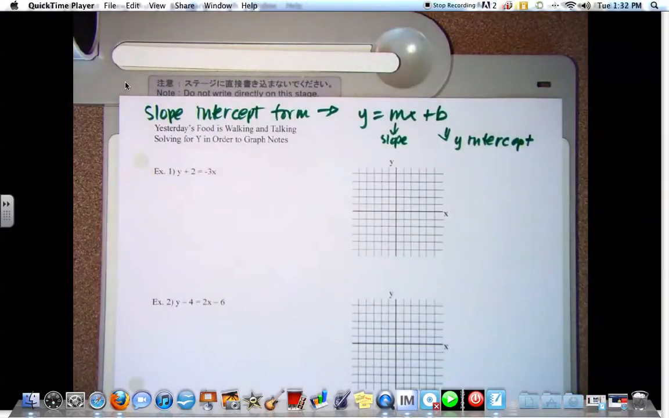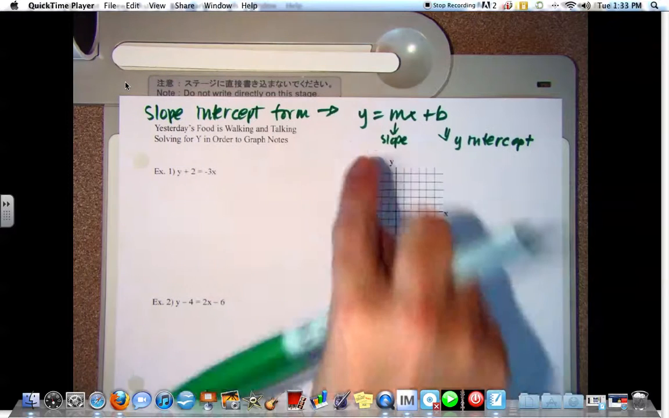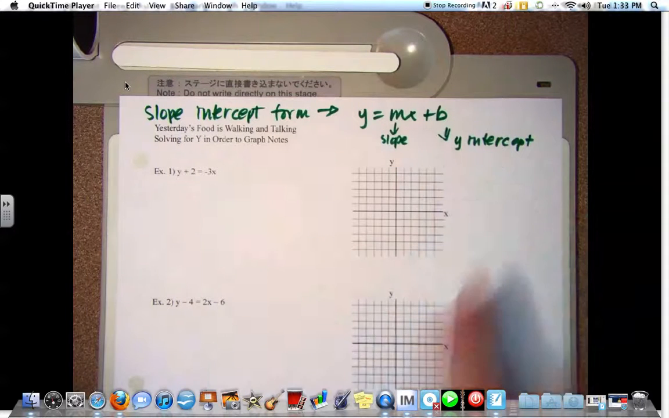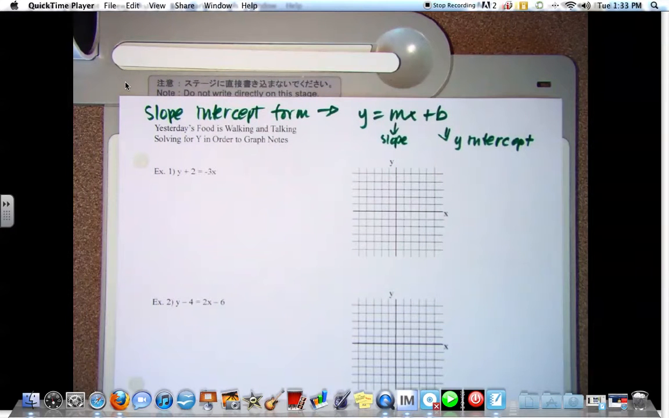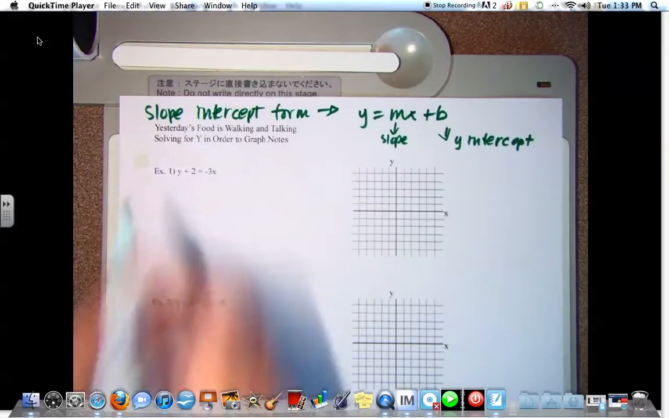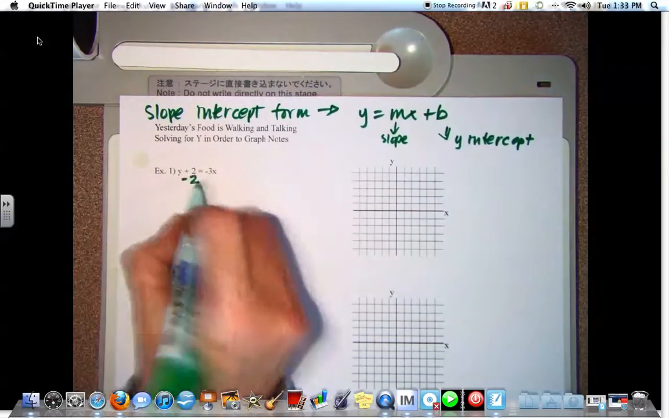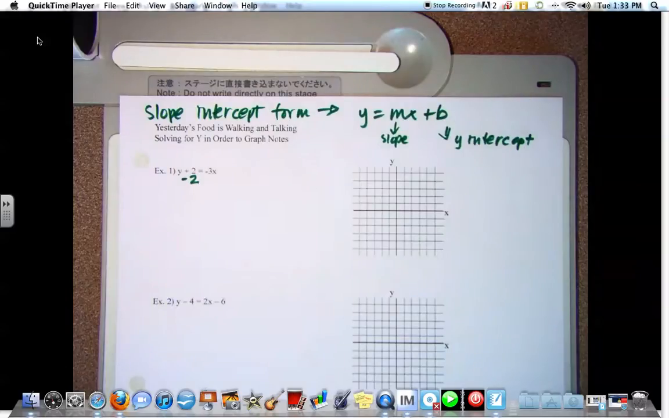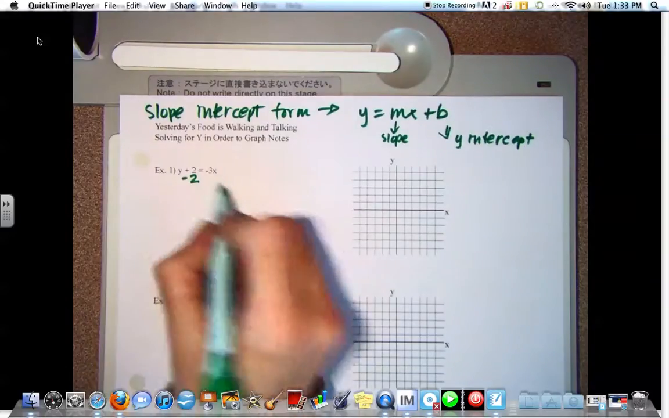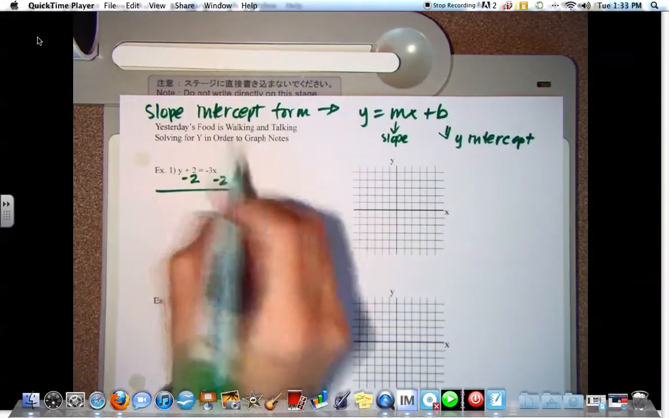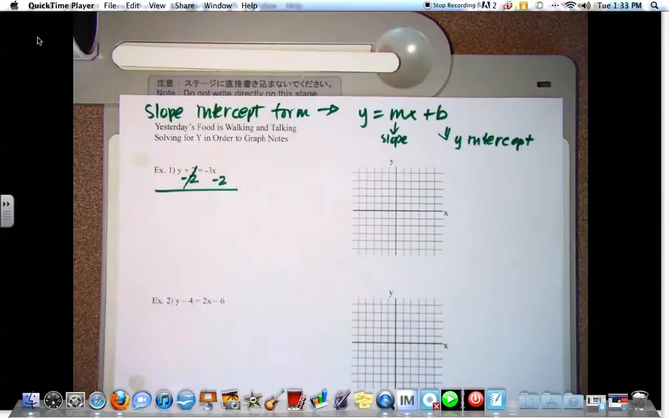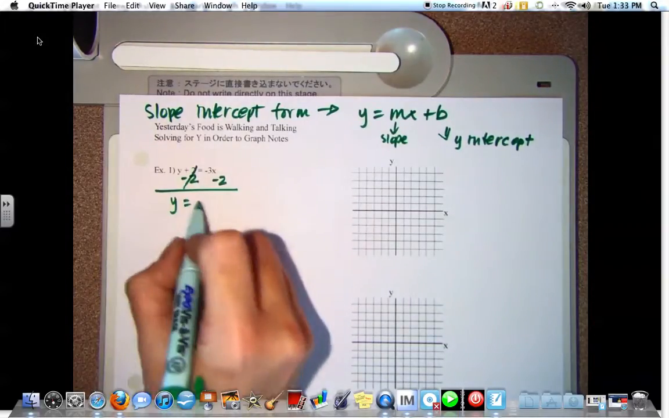So example 1, y plus 2 equals negative 3x. Our goal is to get our equation in slope-intercept form so that y is all by itself. So Becca, what would you like to move on example 1 to get y by itself? Subtract the 2. All right. Do I have any like terms on the right-hand side to put it with? No. All right, so I have on the left-hand side what? Y equals negative 3x minus 2.